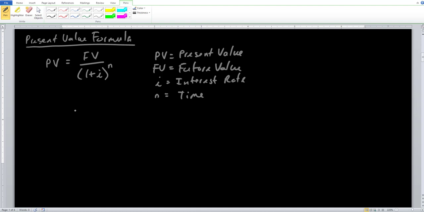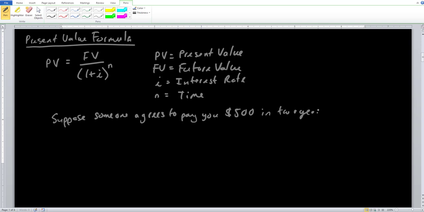So let's go ahead and use this formula right here to solve for a present value. Suppose someone agrees to pay you, say, $500 in 2 years. The question that we can ask is, what is the present value if the interest rate is 5%? And that's more than enough information to figure out what the present value is going to be.